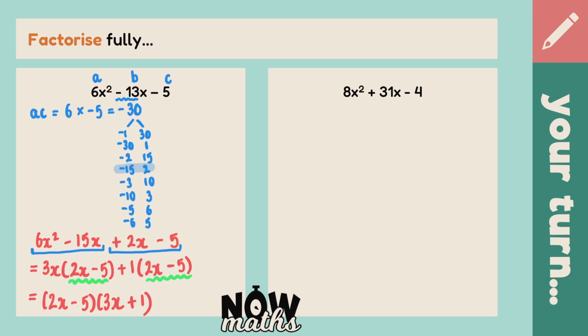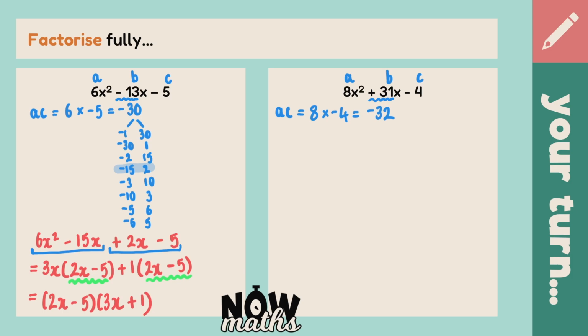Now looking at the second question on the right hand side, again we start off by labelling A, B and C. We work out the value of AC, which in this case A is 8, C is negative 4, and 8 multiplied by negative 4 is negative 32. And then we're looking for 2 numbers which multiply to give negative 32 and add to give positive 31.